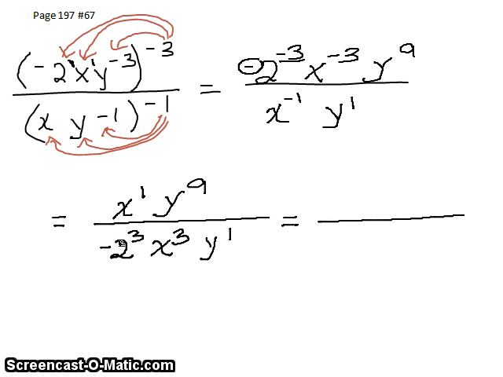Now, let's go ahead and evaluate. -2 cubed is a -8. X to the 1 and x to the 3. I have 1x up here. I have 3 x's down here. So this 1x is going to cancel one of them down here, and I'm going to be left with x squared, 2 x's, down in the bottom. This 1y is going to cancel one of these y's, and I'm going to have 8 of them left. And they're going to be on the top, because that's where I had the most to begin with.